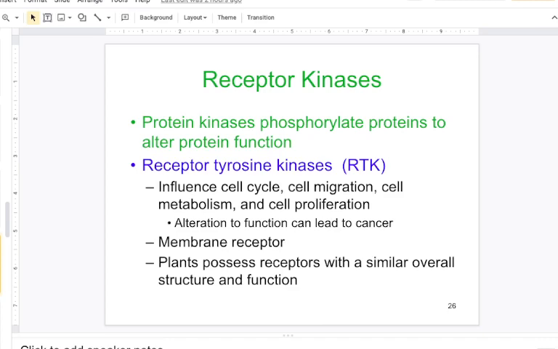And the alteration to the function of these protein receptor kinases can lead to cancer, because we have basically uncontrolled cell proliferation, cellular growth, which is what cancer is. We have uncontrolled cell growth that is no longer performing its function of stopping reproducing cells. Receptor tyrosine kinases are membrane receptors, and plants possess receptors with an overall similar structure and function.